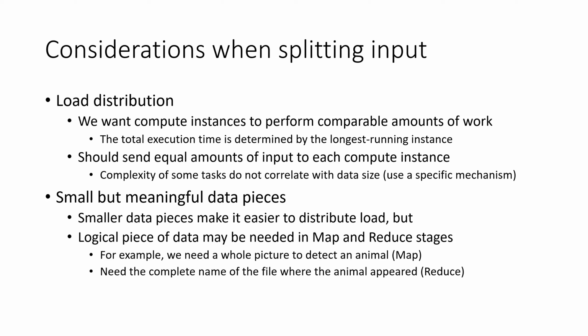So if there's a straggler, like a map instance that's taking 10 times longer to run than other map instances, then this map instance will slow down our whole task.